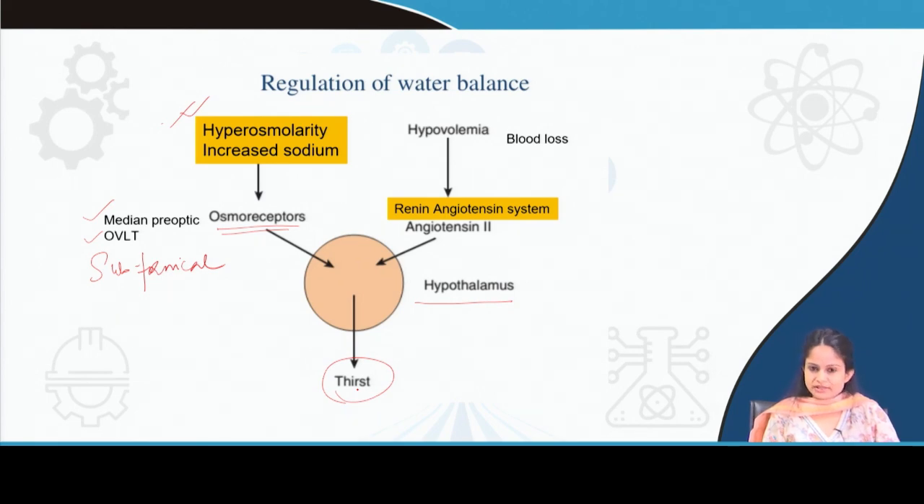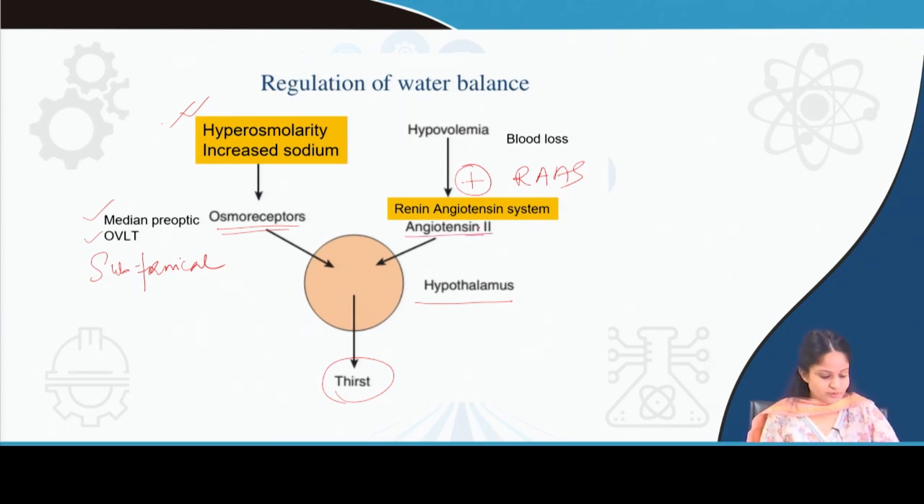Now the second feature is whenever there is heavy blood loss. Blood also consists of water, the maximum portion of the blood is water. So whenever there is huge blood loss in our body, say hemorrhage or road traffic accidents, what happens? There is hypovolemia. At that time, the blood loss is not sensed by osmoreceptors. Another system in our body gets activated, that is the renin-angiotensin system or RAS, and there is formation of angiotensin 2.